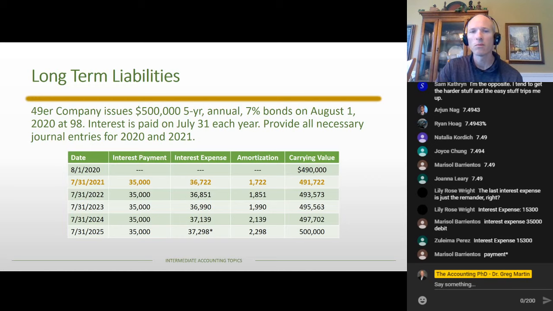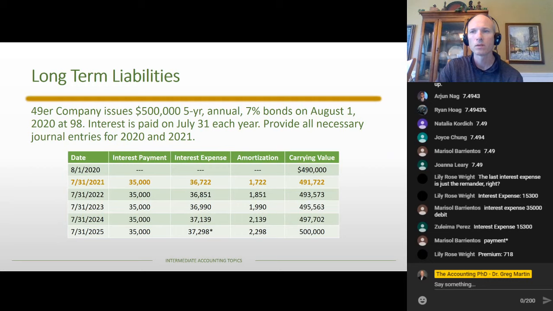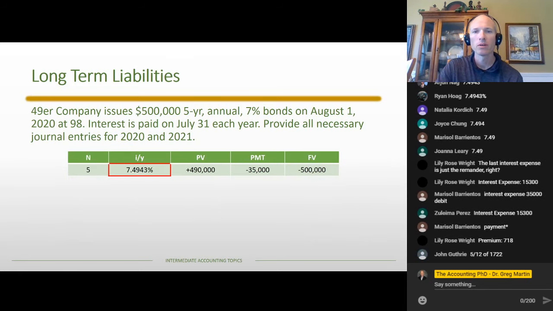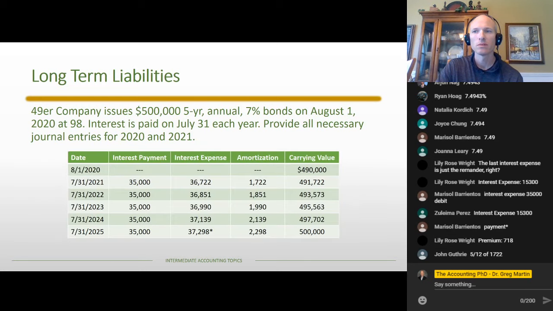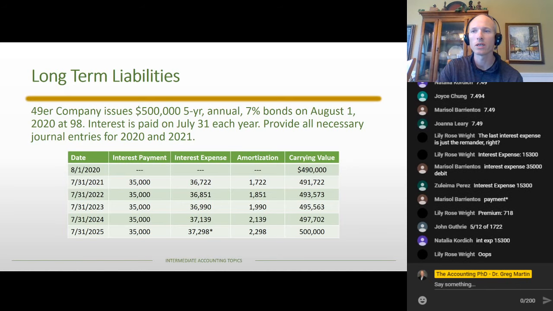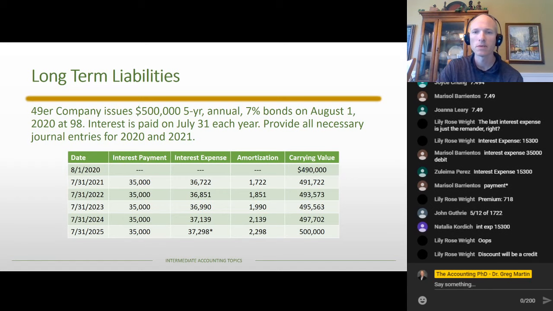Give it just a minute more. Lily, premium $718. And Lily, would that be a debit or a credit? And are you sure it's a premium? Remember, it was a discount. So John says 5/12 of 1722. I'm assuming you mean for the discount. Interest expense $15,300. Yep, Lily, that's all right. Discount will be a credit.